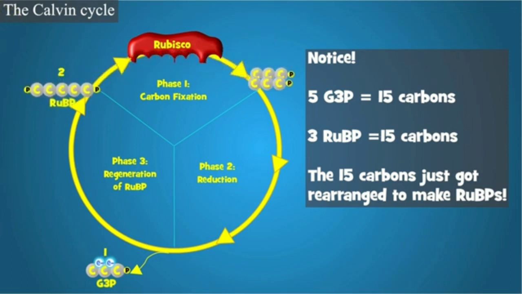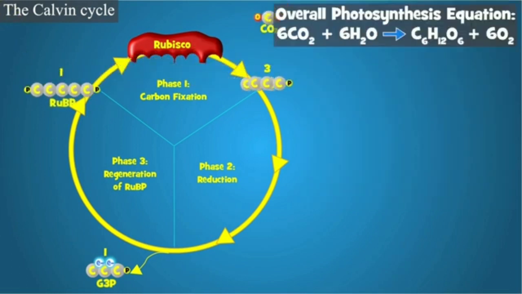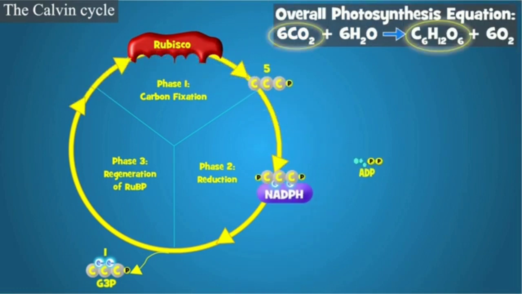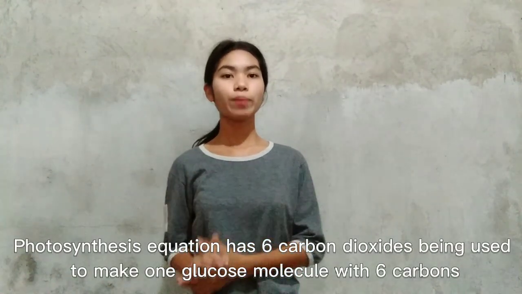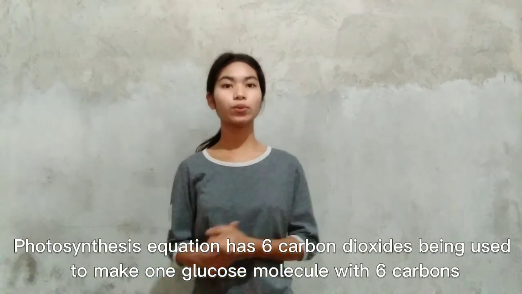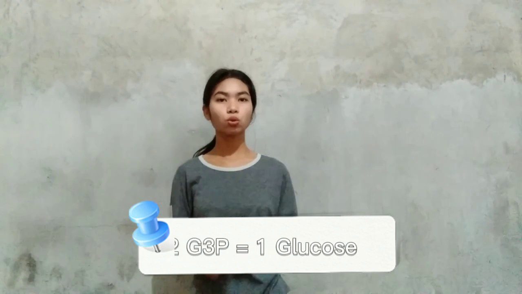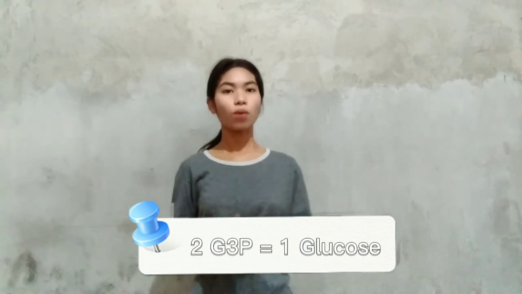Let's go through the process again so that we can make glucose. The photosynthesis equation has 6 carbon dioxides making 1 glucose molecule with 6 carbons. So always remember that we need 2 G3P to make 1 glucose.